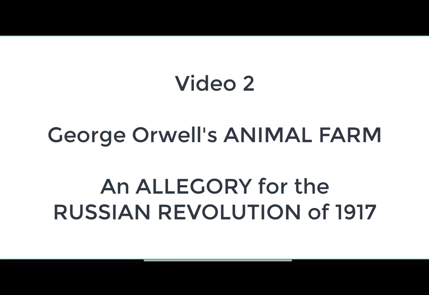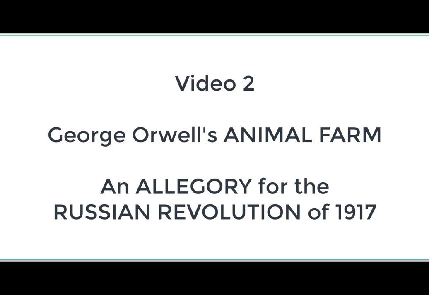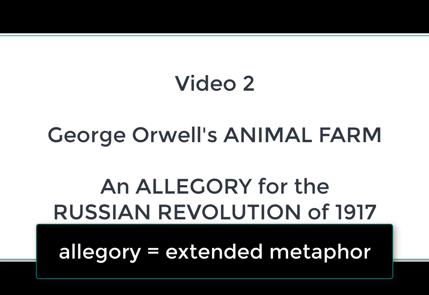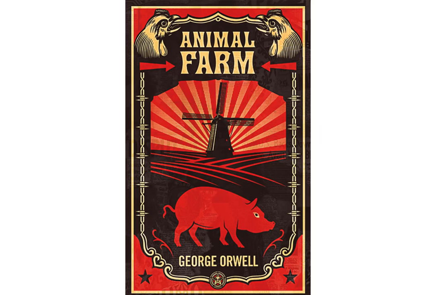This video sets out to look at the Russian Revolution and show how George Orwell was involved with trying to discuss that revolution in his novel Animal Farm. We say that Animal Farm is an allegory for the Russian Revolution. By that we mean that he uses the animals and the farm setting as an extended metaphor to discuss major political and historical events that he was concerned with.